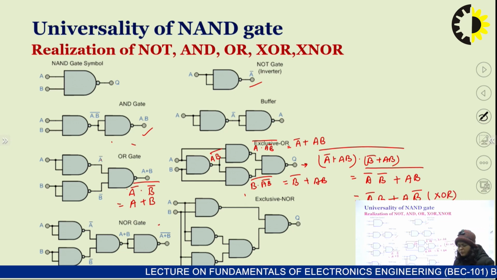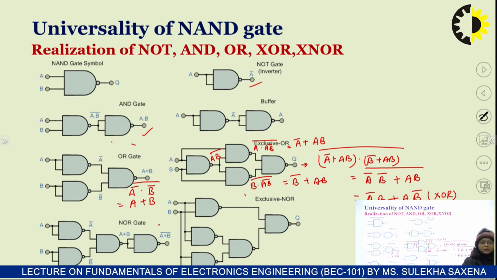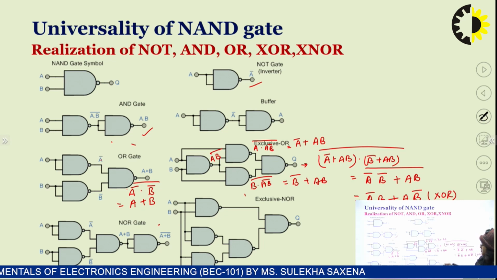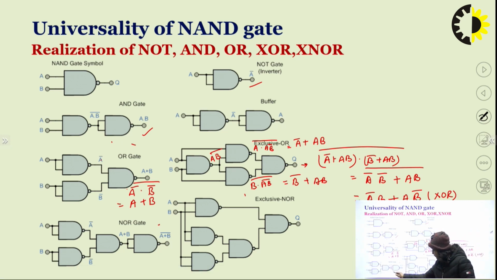So we can simply design an XOR gate using NAND gate, and if we have to design a NOR gate, then we have already designed OR gate and we simply add a NOT gate at the output of OR gate.